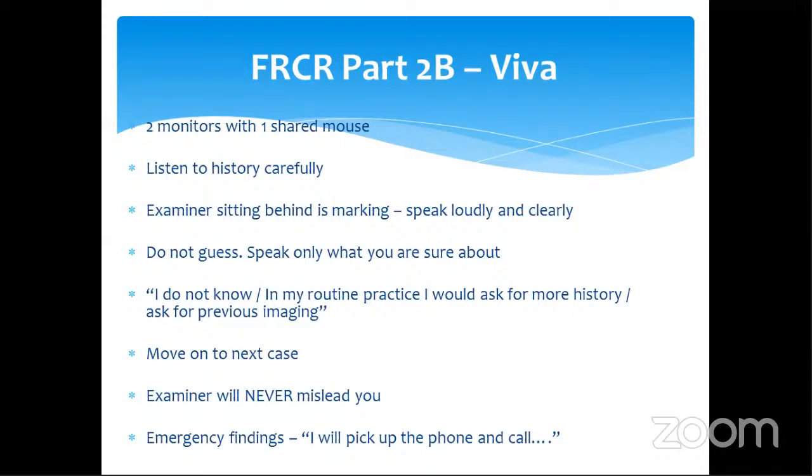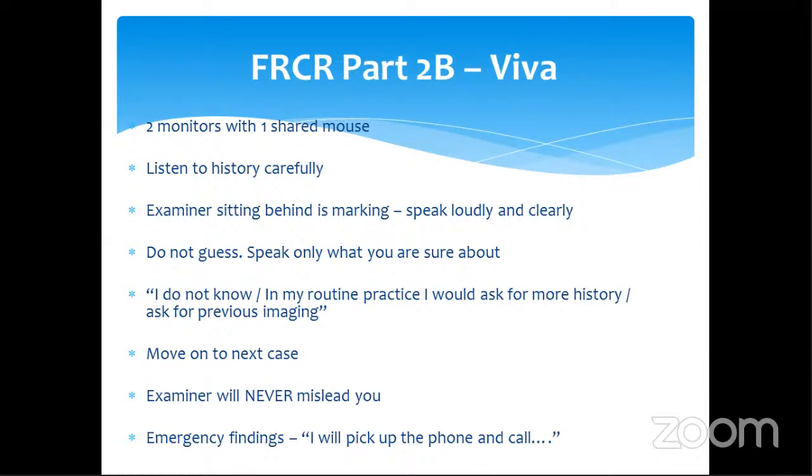During the Viva, there are two monitors. One monitor is for the examiner and one is for you, and there is a single shared mouse in between. Listen to the history carefully because that will always give you a clue at what the examiner is hinting at. And as I said, there are two examiners in one room. One examiner is sitting beside you in front of the monitor, and the examiner who is sitting behind, he or she is the one who is doing the marking.